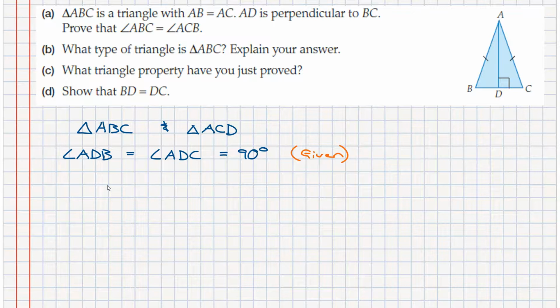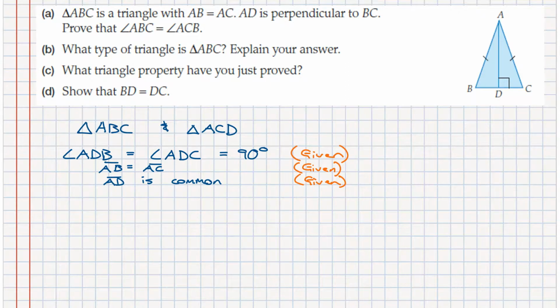Okay, now the next one is we're going to go AB and AC. So side AB is equal to side AC. And that's also given. Why is it given? Well, because it's got the markings there. It's told us that they're equal. And the final quantity we're interested in is side AD. It's common between both of these triangles. Again, that's given. So this side here is shared amongst both of the triangles.